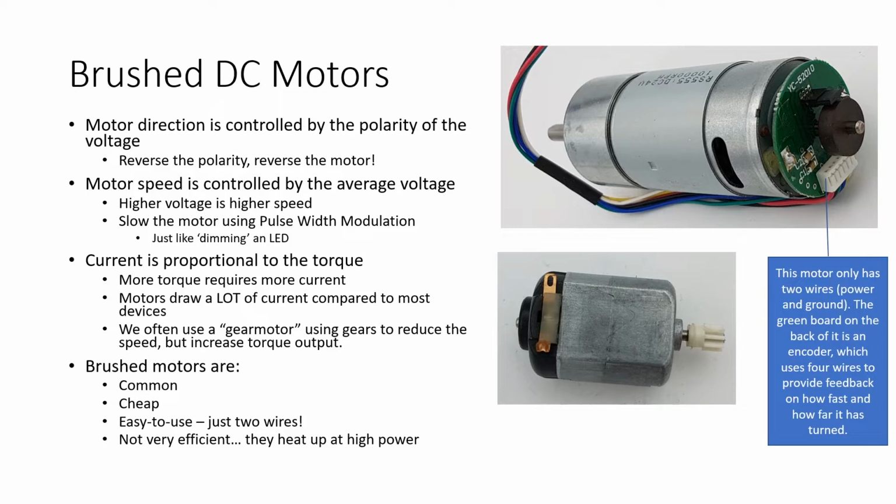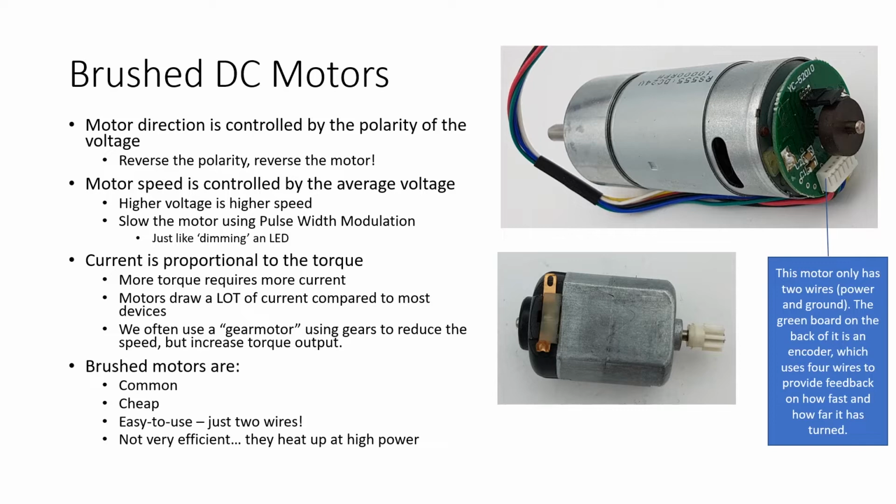The current draw from the motors is quite a bit higher than most other devices that we use when we're working with Arduinos, because the motors need to put out torque and they generate their torque through the interaction of magnetic fields within the motor. The stator coil and the rotor coil, or the permanent magnet in the case of a brushed DC permanent magnet motor, requires a lot of current to generate that magnetic field. And so we'll see these motors draw a lot of current to get torque.